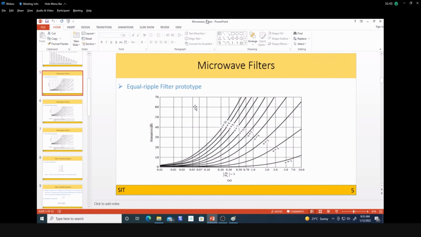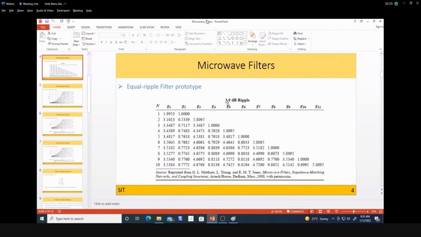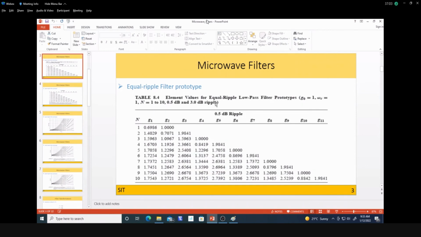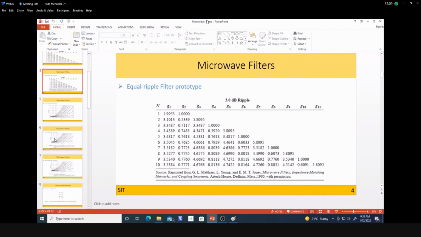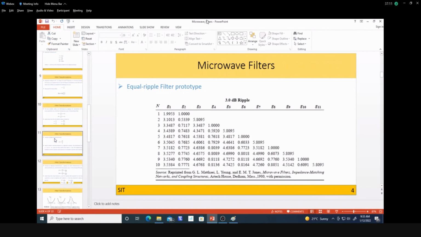There we are going to specify the ripple value, something like 3 dB ripple or 0.5 dB ripple. You have to compare those values to see which one is specified, whether it is 0.5 dB or 0.3 dB ripple, and correspondingly take the element values. So that is how you have to design it if, instead of maximally flat, an equal ripple response is given.